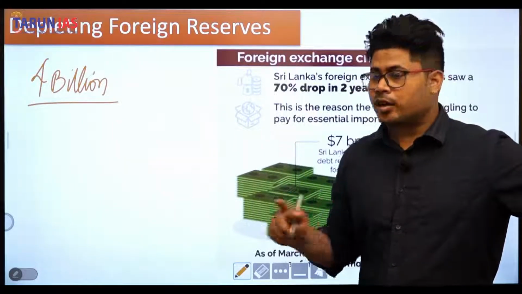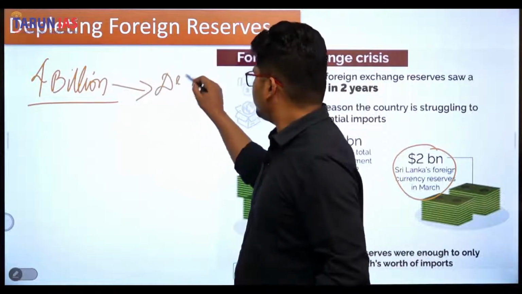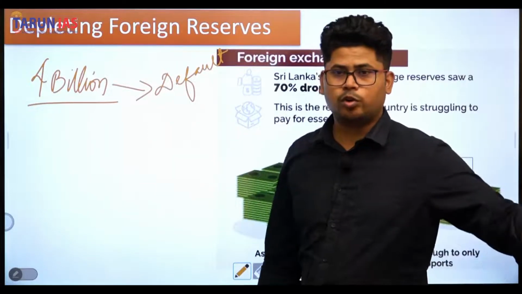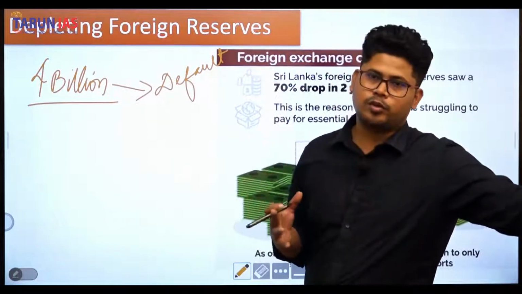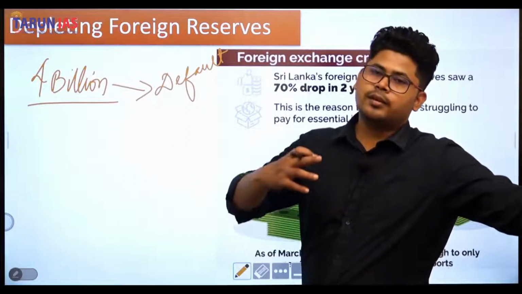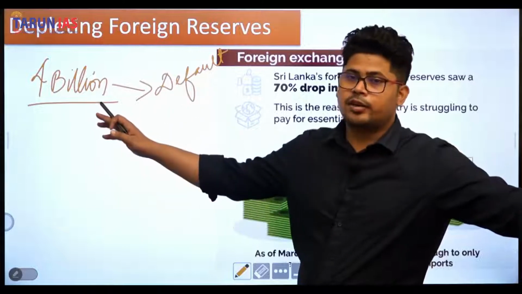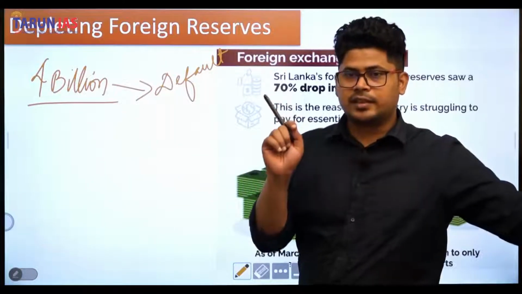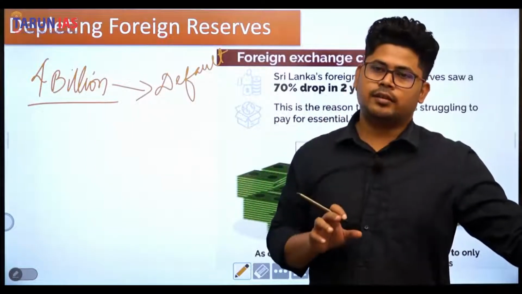That is why Sri Lanka is either going to default on loan payments. That is, it will ask the countries that I will not be able to pay your loans at this point in time, I will be paying them later. And that is why in the very first slide of this whole lecture, we studied a point that the president has asked the experts to plan the restructuring of the debt.